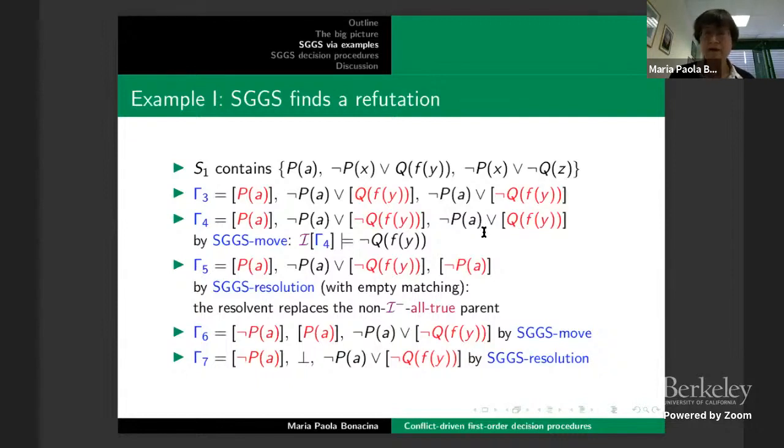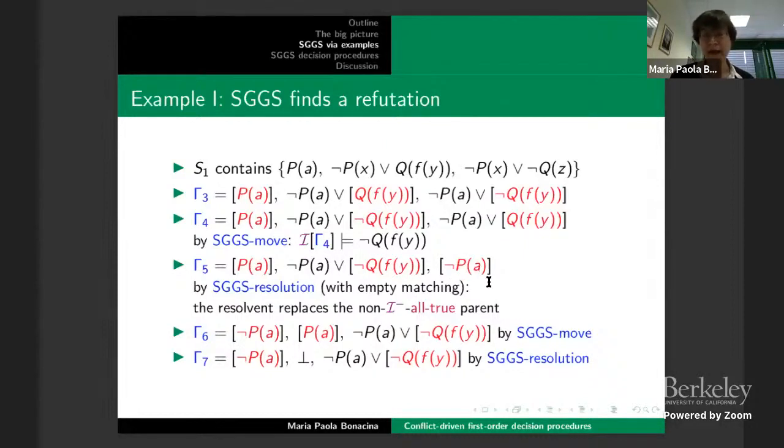But this clause is not all negative, it has a positive literal, and therefore SDGs resolution intervenes to resolve the third clause with the second on the selected literals, and the resolvent, which is not P(a), actually replaces the second premise, because resolution in SDGs is a very restricted form of resolution which applies only between clauses on the trail, applies matching and not unification, and uses the resolvent to replace the second parent, the one which is not all true in I, in this case, the one which is not negative.